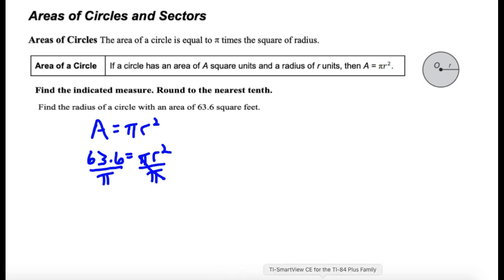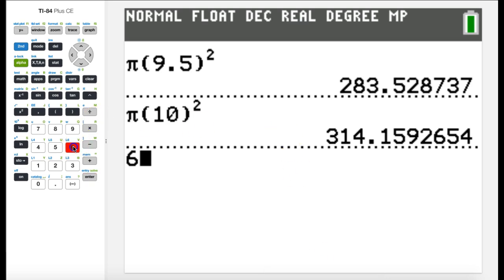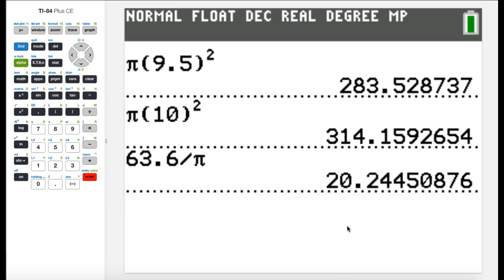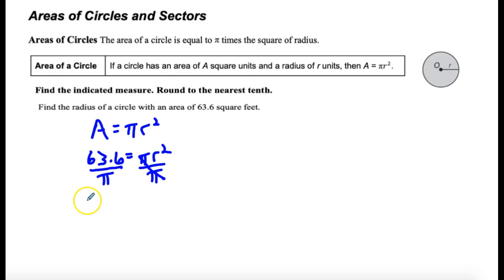So 63.6 divided by pi gets me 20.2445. So since this is an intermediate step, we want to take that out to a few extra places. So we'll do 20.2445. And what we're left with here is r squared.